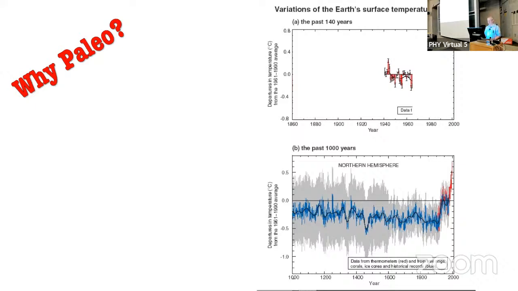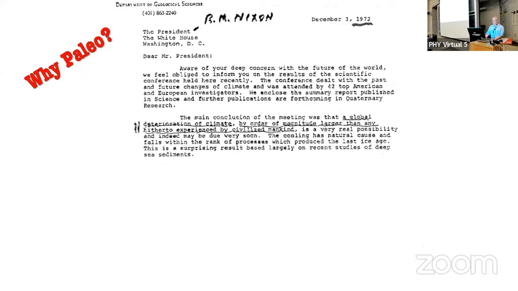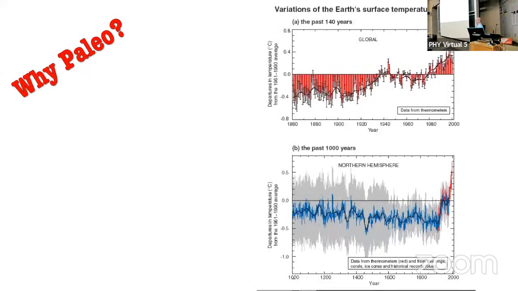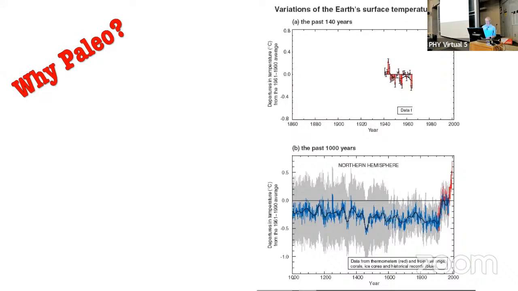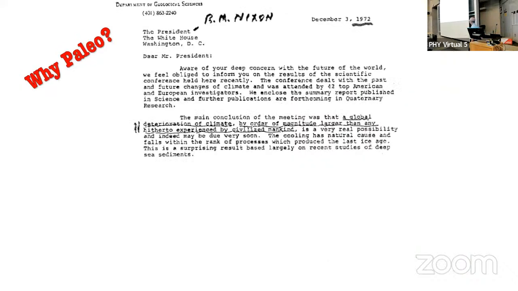You know about this, right? And what would you do if you see cooling, if you're a serious scientist? You write a letter to the president, right? So here's the letter that was written to the president, Nixon at the time. Let's see. Dear Mr. President, this is 1972, and the concern is the cooling. So we say, aware of your deep concern with the future of the world.